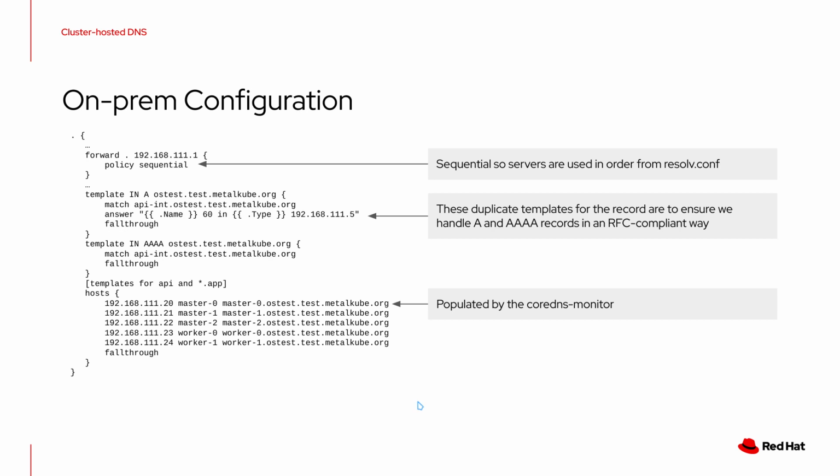So here we're just looking at some snippets from the on-prem CoreDNS configuration. You can see we put the upstream DNS servers in the forward plugin, and there may be multiple addresses here. In this case, the cluster only had a single upstream DNS server, but if there were multiple addresses, we set the forward policy to sequential so that it works the same as the operating system DNS resolution would. If we don't set it to sequential, CoreDNS actually defaults to round robin, I believe.